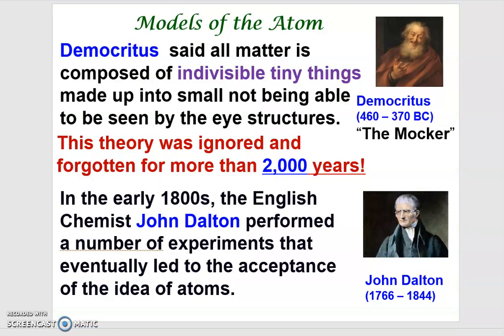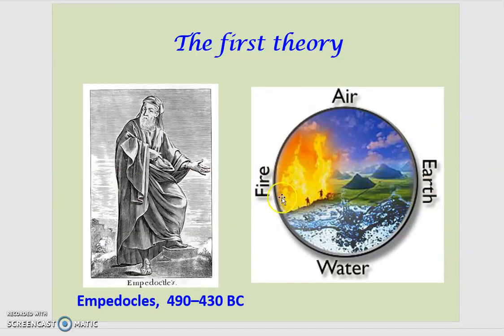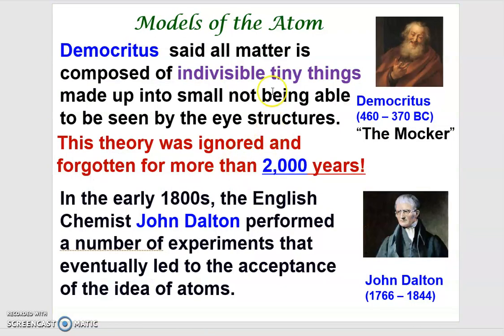Actually, the model proposed by Democritus is the first one closer to the real model of atoms. He said that matter is made of individual tiny things. Instead of air, fire, and water, they are made of tiny things that cannot be seen by your eye. No one actually paid attention to these theories until 2,000 years later.